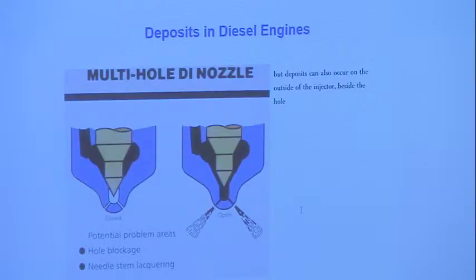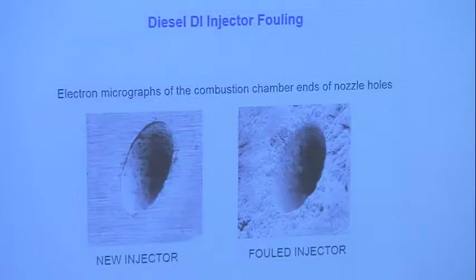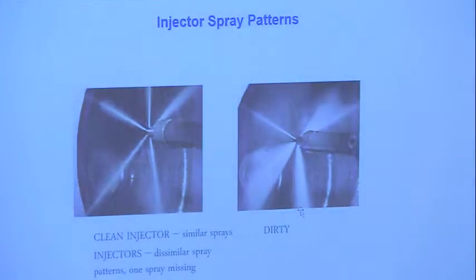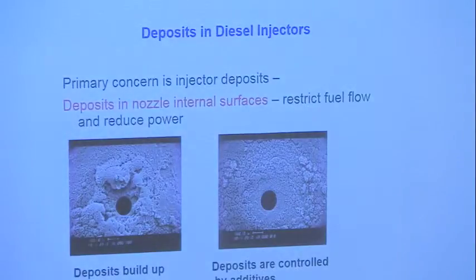So what do they do? As I said, if the holes get blocked here, it can affect spray pattern, and needle stem lacquering can. So this is the new injector. This is the fouled injector in a diesel engine, for example. And this is not so bad, but it can be worse than this, and it can affect spray patterns. So this is a clean injector, and this could be a deposited injector, and that, as you can imagine, can have a big impact on the engine operation, especially on emissions.